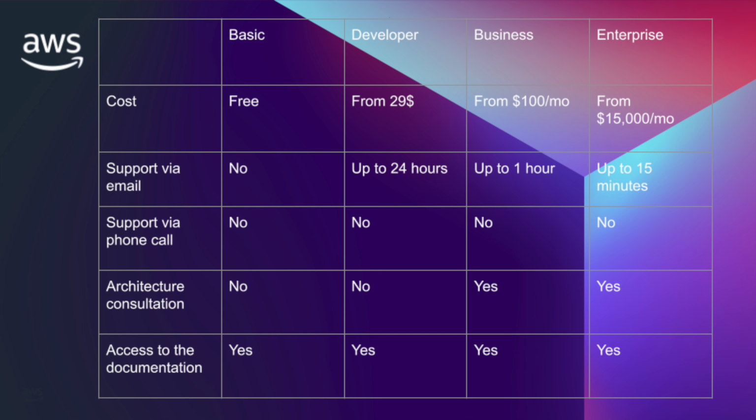In the Developer plan, you can write to support and get a response within 24 hours. In the Business and Enterprise plans, you can get a consultation on your application architecture, call or write an email and get a response within an hour on the Business plan or within 15 minutes on the Enterprise plan.